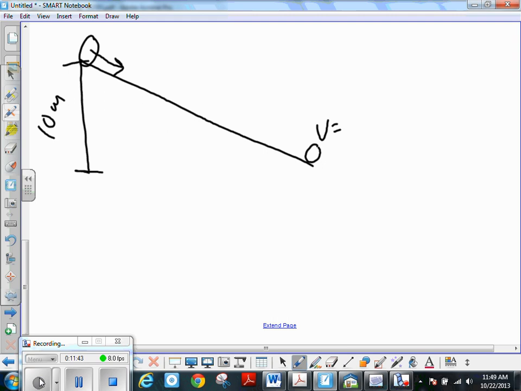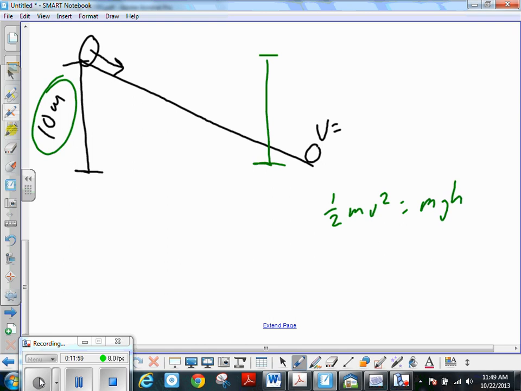But if you understand this kinetic energy thing, then really all that's happened is I've had a change in height equal to 10 meters. So again, you just go, 1/2 mv squared is equal to mgh. So my velocity then equals the square root of 2gh. And I can figure out my velocity here. So it's much easier to do. You don't have to do any trigonometry or anything like that. You might have an angle, but you don't need an angle.